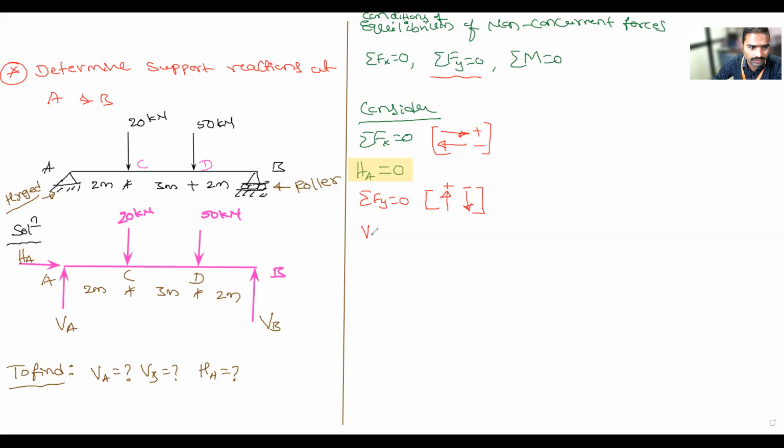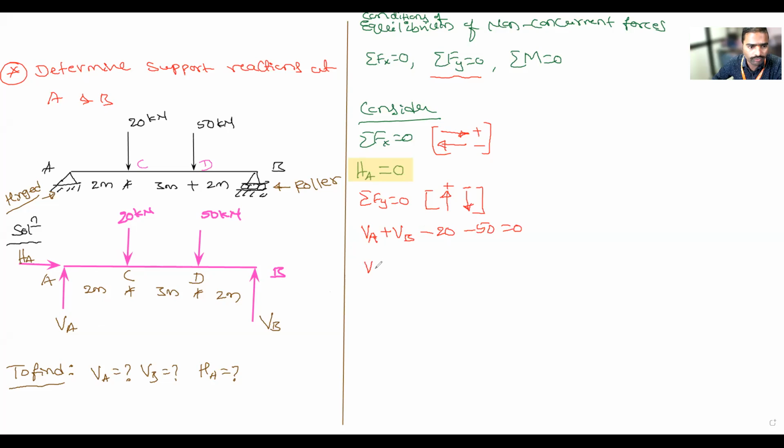So VA is moving in the upward direction, correct? So plus VA. Next, again plus VB, correct? So plus VA and plus VB. Next, there is a 20 kilonewton acting in downward direction. Is it positive or negative? Negative. Negative 20 kilonewton. Again 50 kilonewton. Is it positive or negative? Negative. Negative 50 kilonewton is equal to 0.